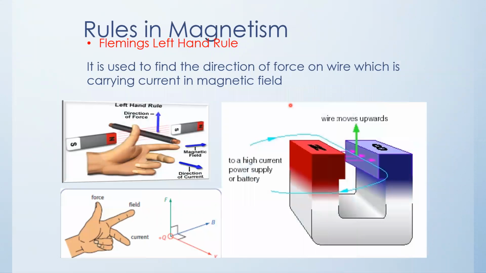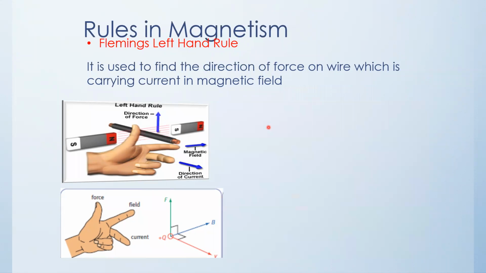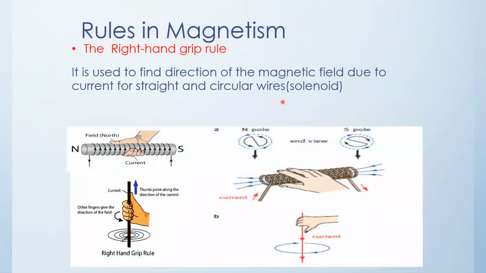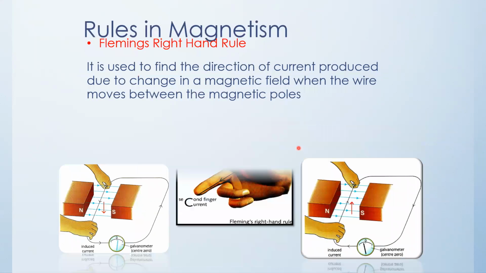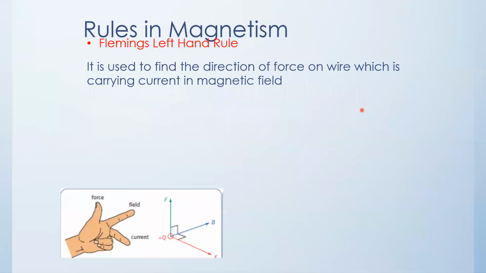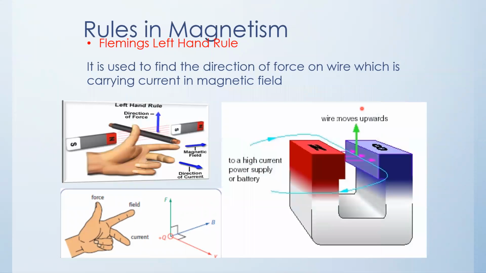Whereas Fleming's left hand rule is used to find the direction of the force on a wire which is placed in a magnetic field. So these are the three rules of magnetism. One is the right hand grip rule, to find the direction of a magnetic field due to current. The second is for the direction of a current produced due to change in magnetic field. And the third is to find the direction of a force on a wire which is placed in a magnetic field.